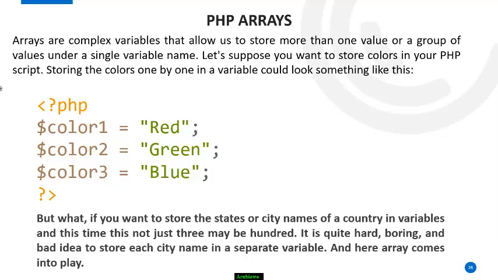Now you can look at this. We have color1 equal to a color, color2, color3. These are different variable names used to store all these colors. But what if you want to store the states or city names of a country in a variable? And this time, it is not just 3, maybe 100 city or country names you want to store. It is quite hard, boring and a bad idea to store each city name in a separate variable. This is where arrays come into play, right? Arrays are used to store multiple values in one single variable.